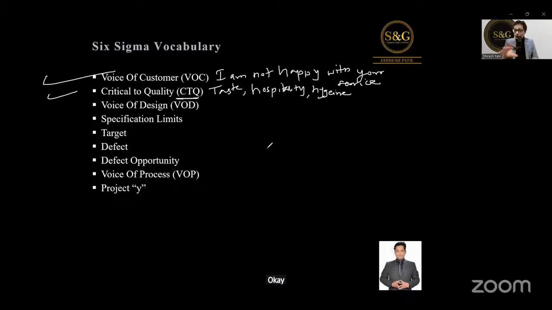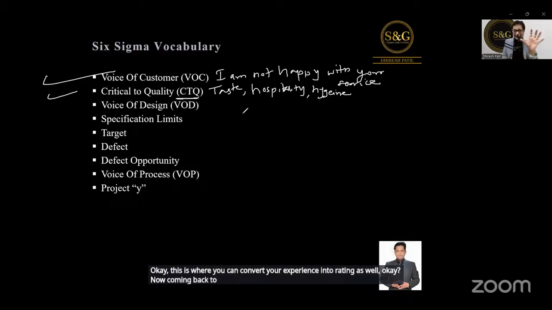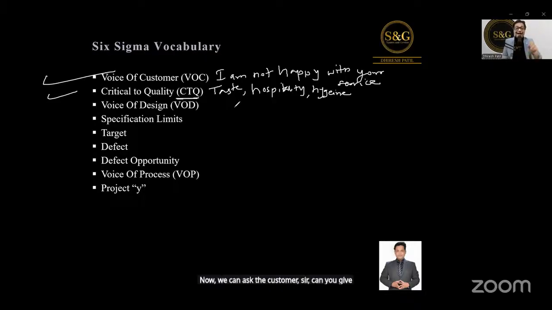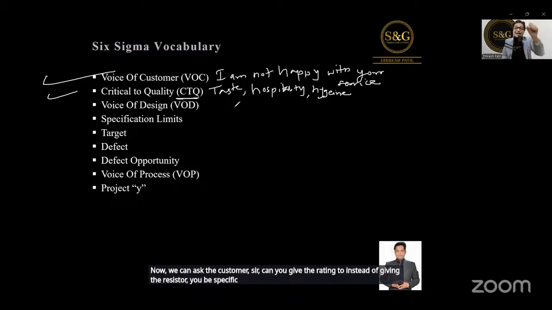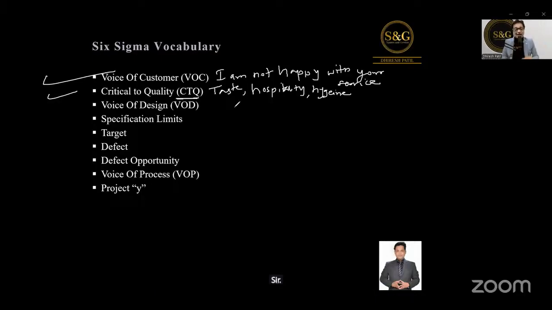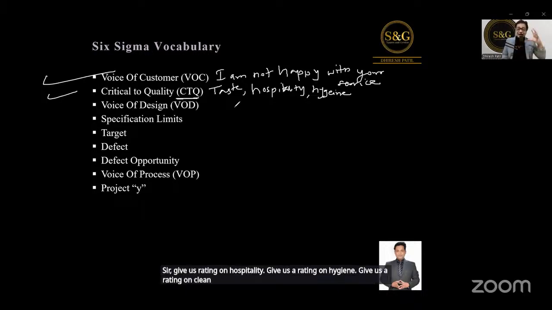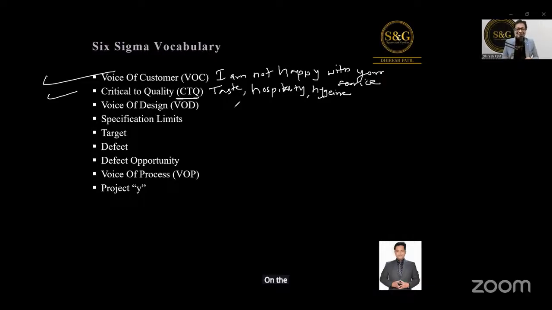This is where you can convert your experience into rating as well. Now coming back, once we do that and we collect the data, now we can ask the customer, instead of giving the vague rating, you be specific. Sir, give us a rating on taste on the scale of 1 to 5 or 1 to 10. Sir, give us a rating on hospitality. Give us a rating on hygiene. Give us a rating on cleanliness. Give us a rating on pricing. Give us a rating on speed of the service on the scale of 1 to 10. Then you get the average numbers. Those numbers you can basically then work upon.